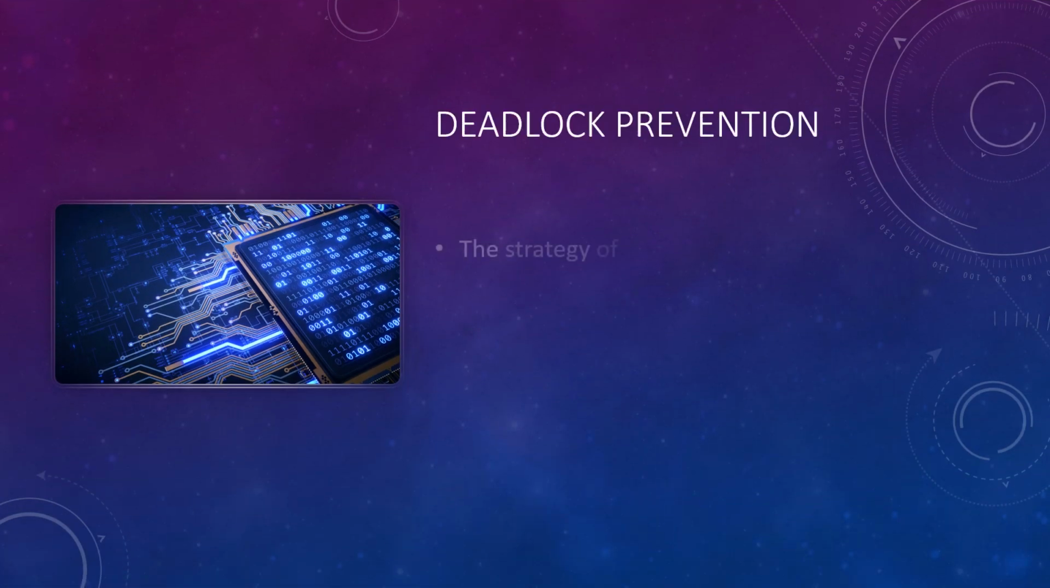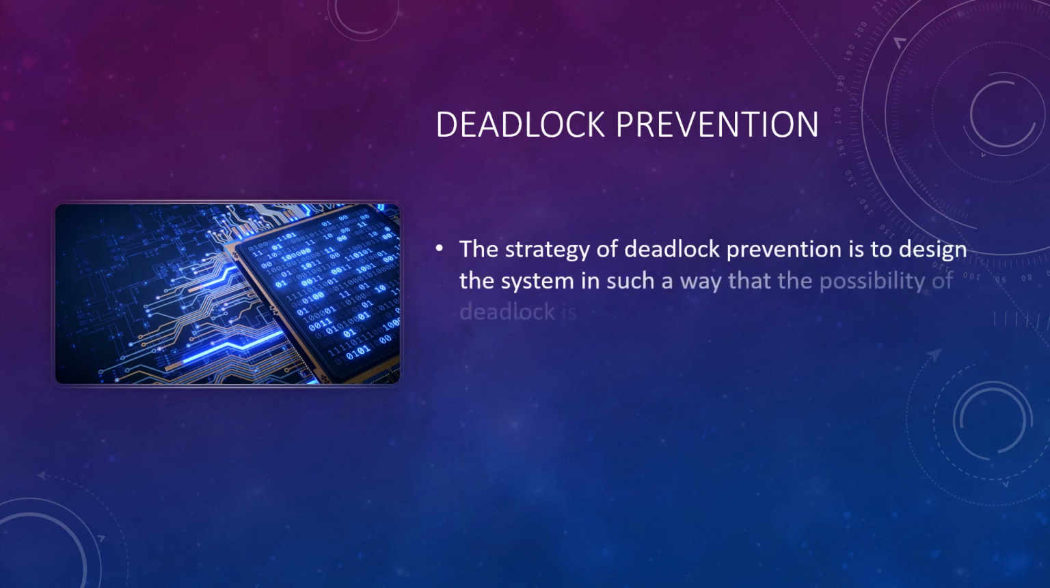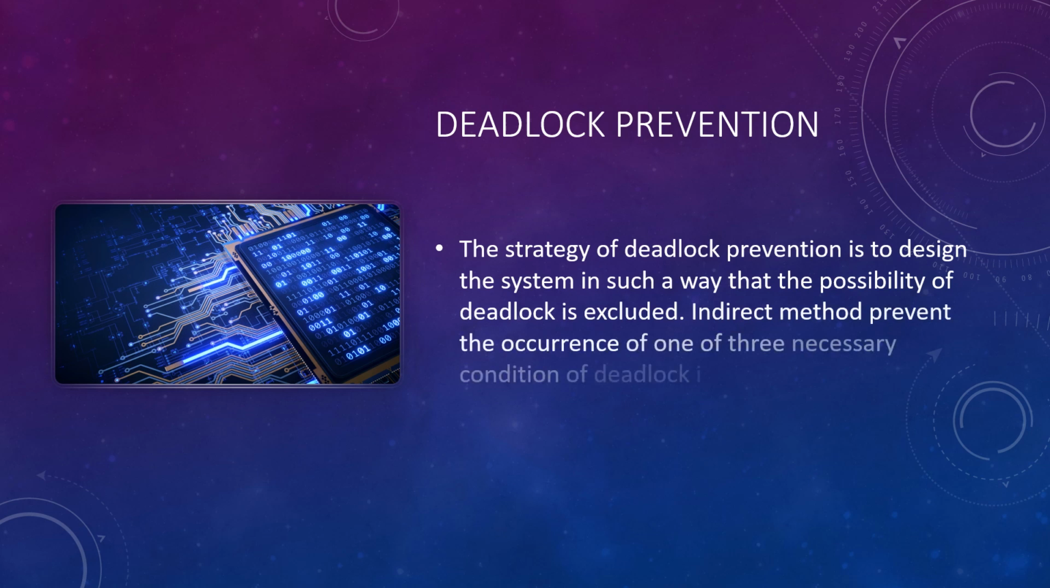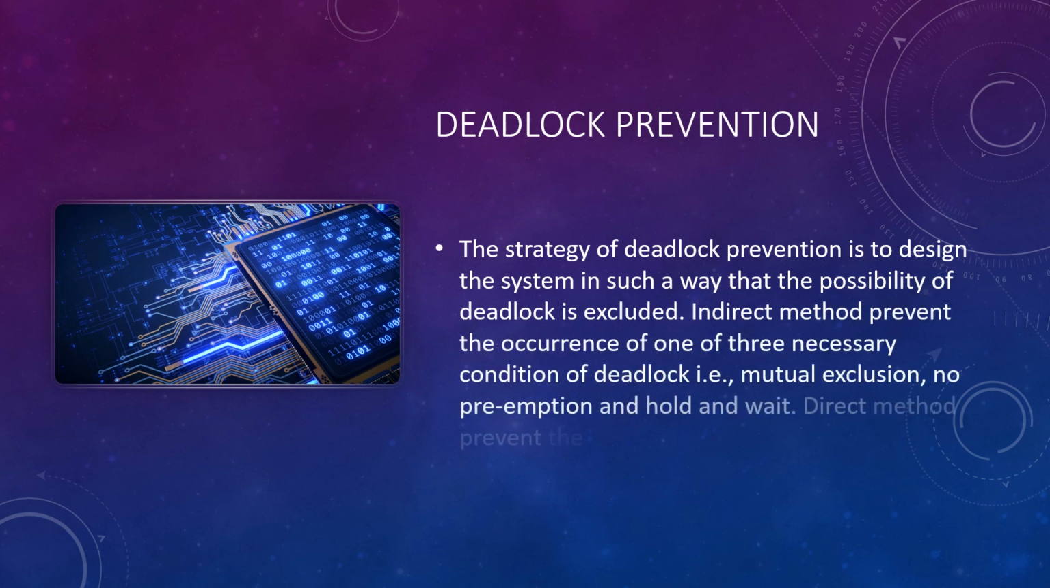Deadlock prevention. It is the strategy of deadlock prevention to design the system in such a way that the possibility of deadlock is excluded. The indirect method prevents the occurrence of one of three necessary conditions of deadlock: mutual exclusion, no preemption, and hold and wait. The direct method prevents the occurrence of circular wait.